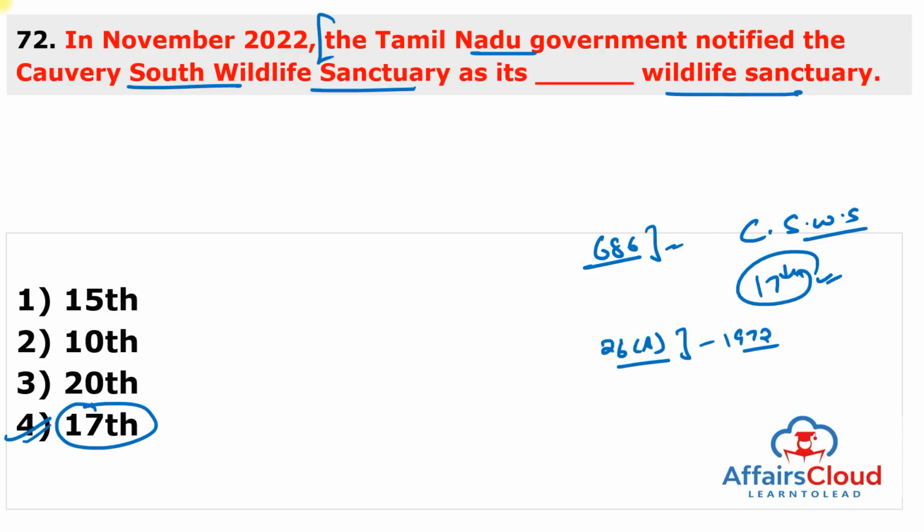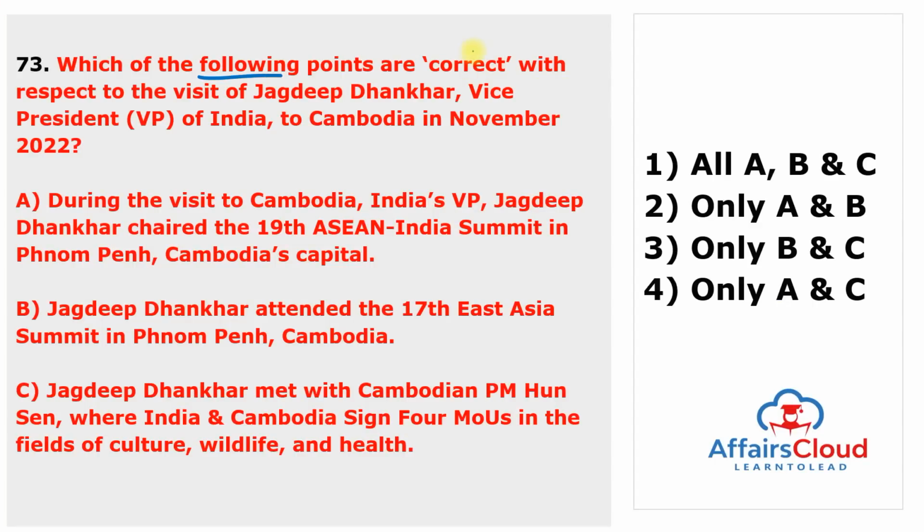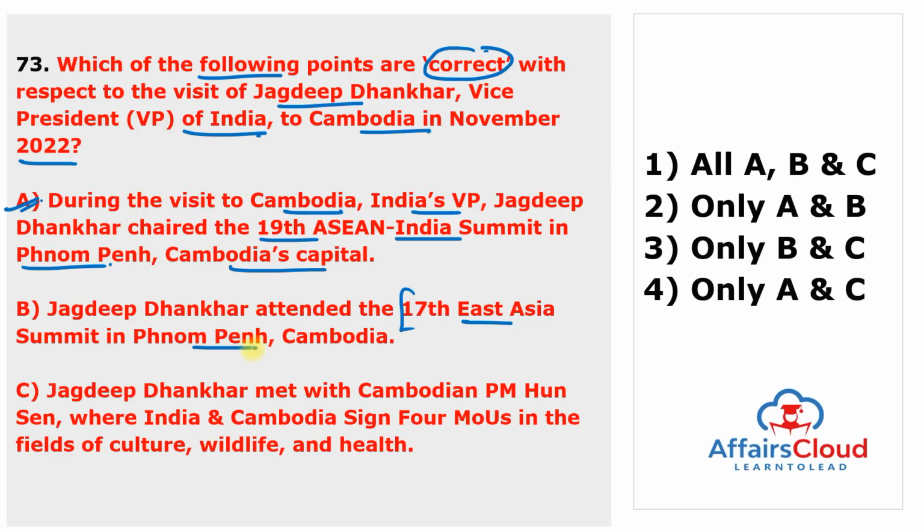Moving to next question. Which of the following points are correct with respect to the visit of Jagdeep Dhankhar, Vice President of India, to Cambodia in November 2022? So let's read out the statement. During the visit to Cambodia, Indian Vice President Jagdeep Dhankhar chaired the 19th ASEAN India Summit in the capital of Cambodia, and this is Phnom Penh. So this statement is true. Jagdeep Dhankhar attended the 17th East Asia Summit in Phnom Penh in Cambodia. This statement is also true.